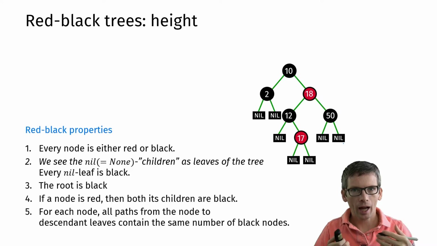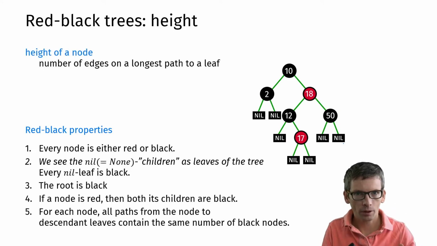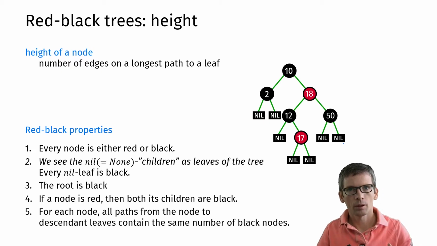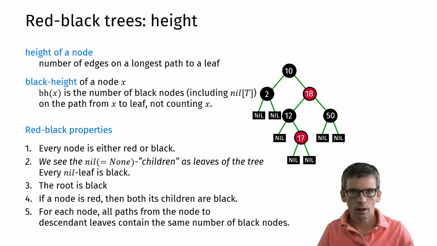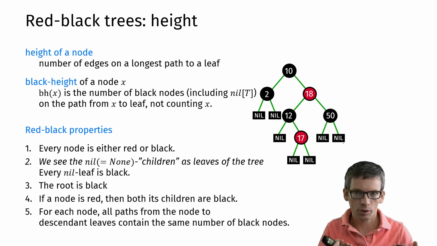So generally the height of a node is the length of the path from that node, the longest length from that node to a leaf, so the number of edges on that path. The black height now counts only the black nodes on that path, not counting the node itself if it was a black node. So let's do some examples.